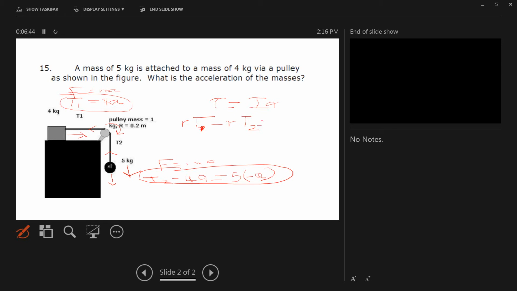We're going to treat the pulley as a solid disk whose moment of inertia will be 1/2 mr squared. I don't know why that keeps doing that. Let's see, do we have an eraser here? There it is. We're going to erase that tail on that. Okay, go back to our pen.